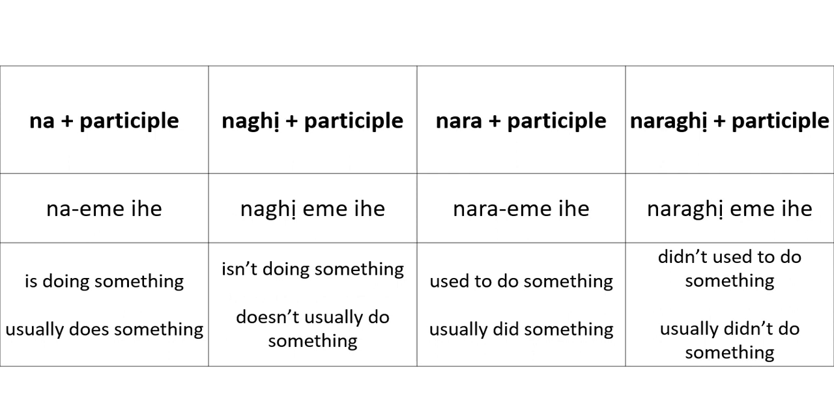Na-eme ihe is doing something, usually does something. Naghị eme ihe isn't doing something, doesn't usually do something. Nara eme ihe used to do something, usually did something. Naraghị eme ihe didn't used to do something, usually didn't do something. Na-eme ihe, naghị eme ihe, nara eme ihe, naraghị eme ihe.